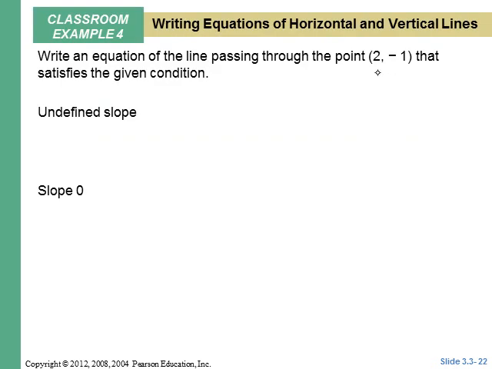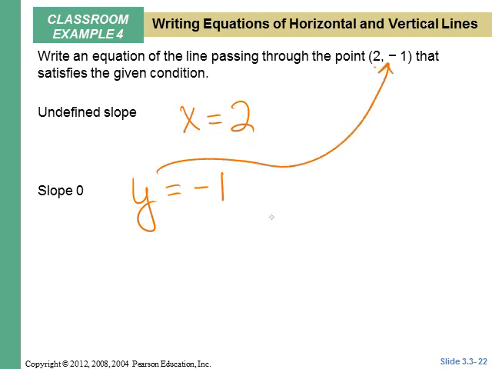So if you say, write an equation of a line passing through the point (2, -1) that satisfies the given condition. So an undefined slope, in other words, it's a vertical line. A vertical line is going to be x equals 2. A horizontal line is going to be y equals negative 1.